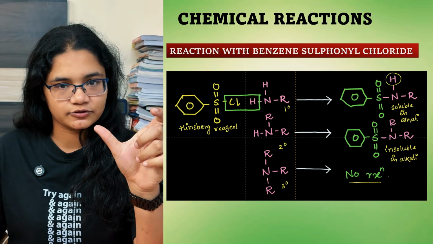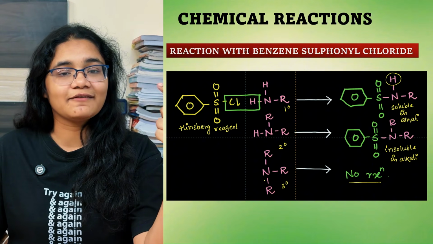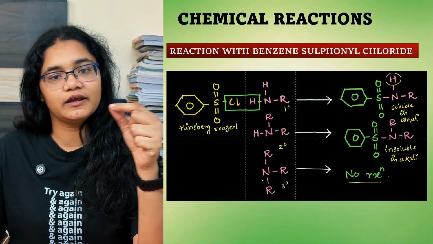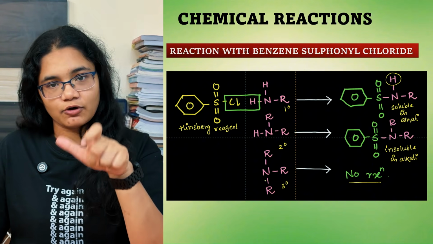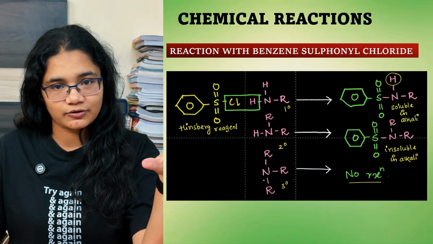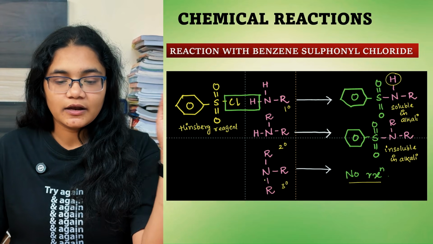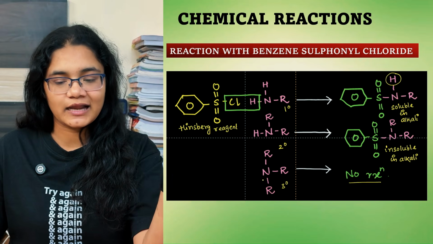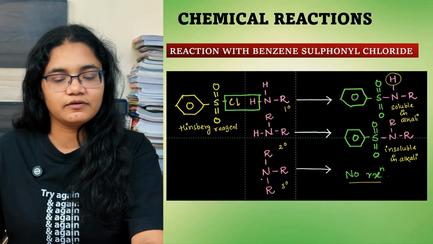Primary amines will form a salt, and because this salt has one acidic hydrogen, it will dissolve in alkali. Secondary amines will form a salt, but because it doesn't have any acidic hydrogen, it is insoluble in alkali. Next is the tertiary amine. When it reacts, it doesn't form any product. So that is how we can differentiate.